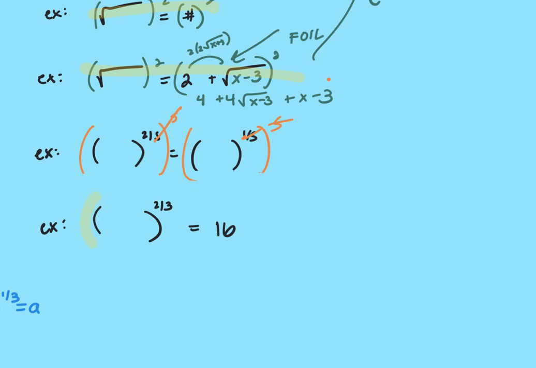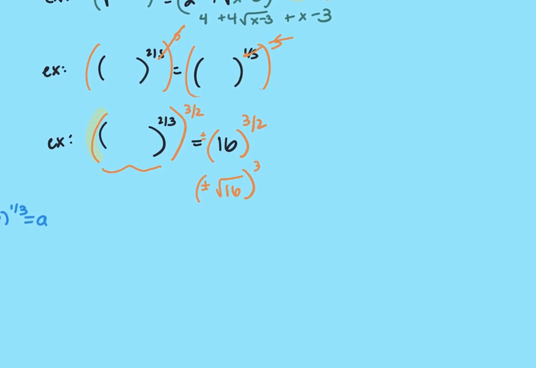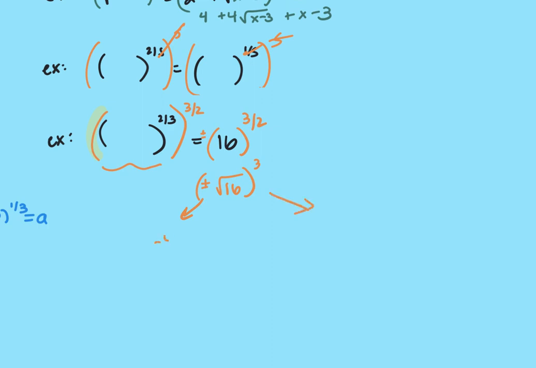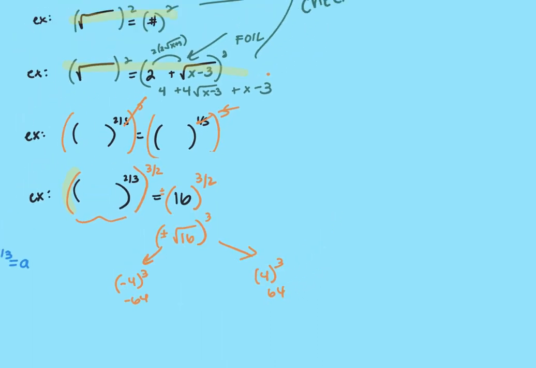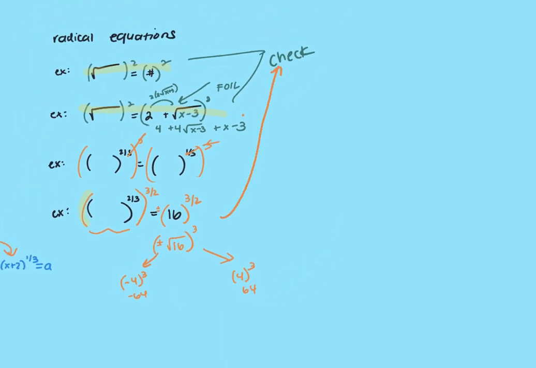Good. Just remember that when you're doing it, by raising it to the 3/2, you're technically square rooting that side. So you have to do the plus and minus. So I'd get whatever's in here equals plus and minus the square root of 16 cubed, which means one of them is going to be negative 4 to the third, and one of them is going to be positive 4 to the third. So you'd get negative 64 and positive 64. And then because it was an even root, this one also needs to be checked. But again, I would wait all the way to the end for that.